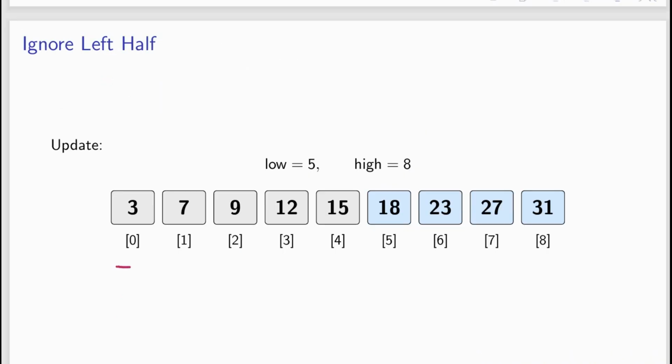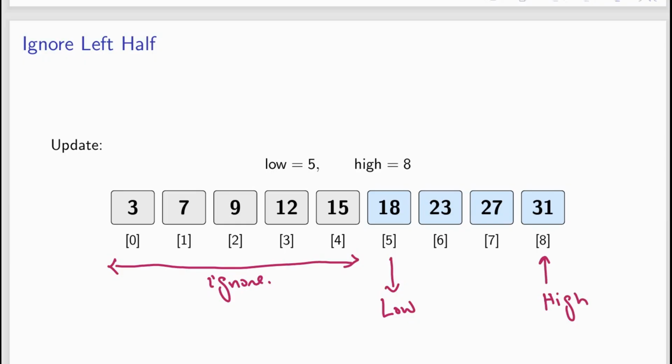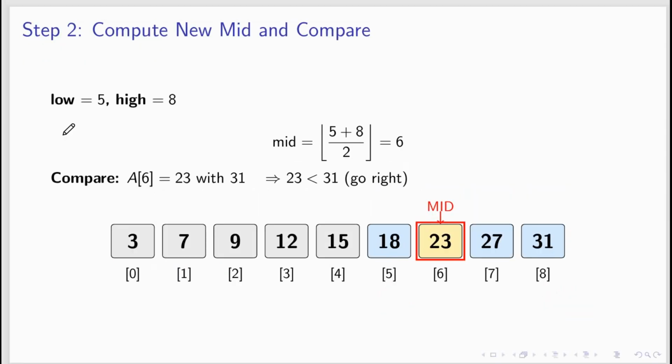Okay, all these gray color elements are ignored, and the low index will be changed. Now low will be on index number 5, and high is still on the same index, that is index number 8. Okay, now again I will calculate the mid value. Mid value of low and high, meaning 5 plus 8. Okay, 5 plus 8 divided by 2, 8 plus 5 means 13. 13 divided by 2, the answer will be 6.5, but due to floor I will get only 6.